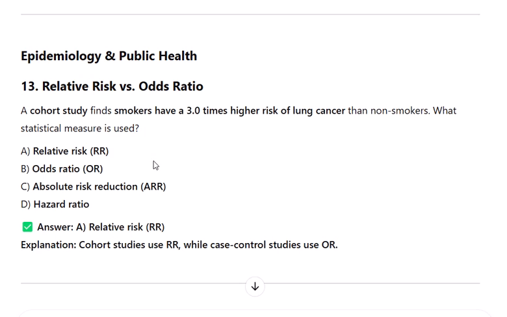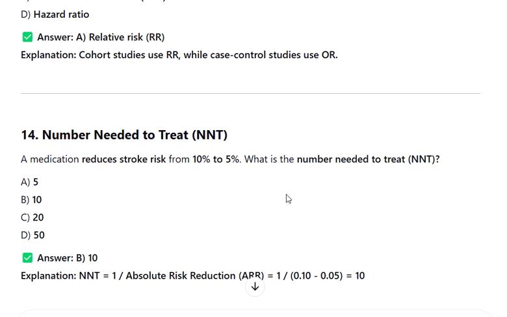14. Number needed to treat, NNT. A medication reduces stroke risk from 10% to 5%. What is the number needed to treat, NNT? A, 5, B, 10, C, 20, D, 50. Answer: B. Explanation: NNT equals 1 over absolute risk reduction, which equals 1 over 0.05.